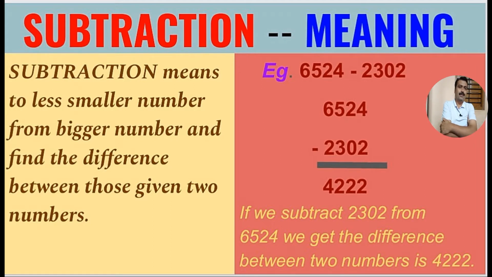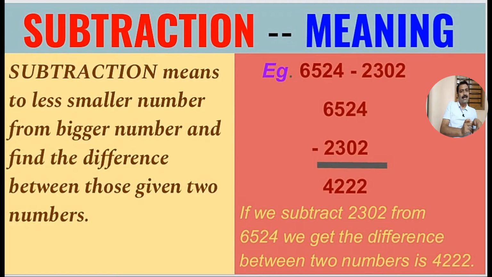6524 minus 2302. While making this subtraction, the method of vertical arrangement is the same as in the addition process, which we already know. So here I am making the vertical arrangement of these two numbers, 6524 minus 2302. If you compare these two numbers, 6524 is the bigger number and 2302 is the smaller number. So we subtract the smaller number from the bigger number.